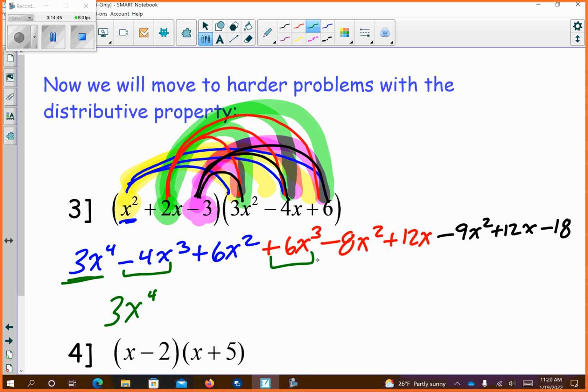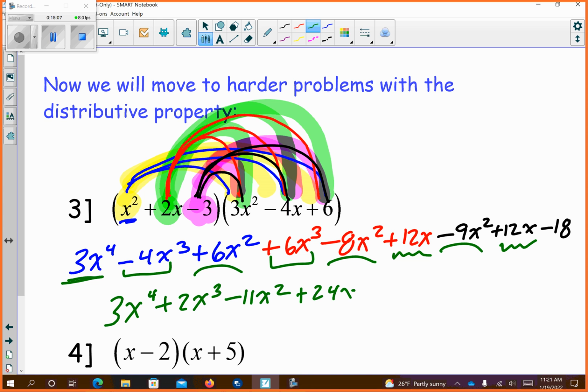All right, no other fourths. Looking for my thirds, so I'm going to combine those. So I'm going to get plus 2x to the 3rd. Squareds are here and here and here. So 6 minus 8 is negative 2. Negative 2 minus 9 is negative 11x squared. 12x and 12x is 24x. And minus 18.